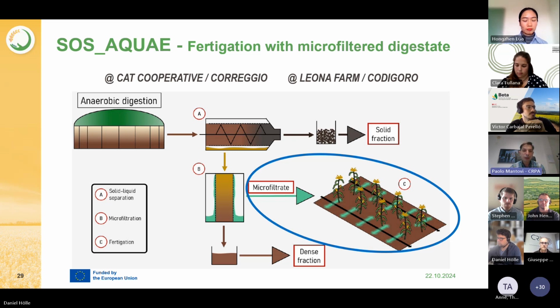This is the scheme of the complete trial that we made in both the biogas farms, starting from the classical solid-liquid separation of digestate, followed by the innovative treatment of microfiltration at 50 micrometers. And then the microfiltered digestate was utilized for the fertigation of crops for silage to be used to feed livestock or to feed the biogas plants. Next, Daniel, please.